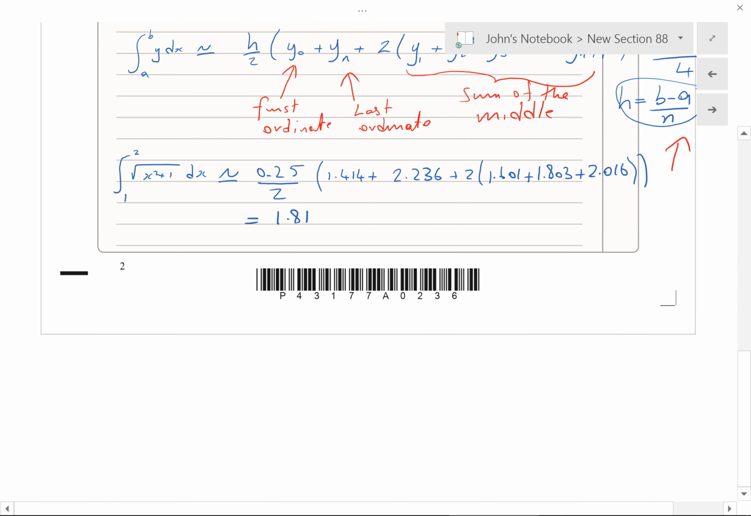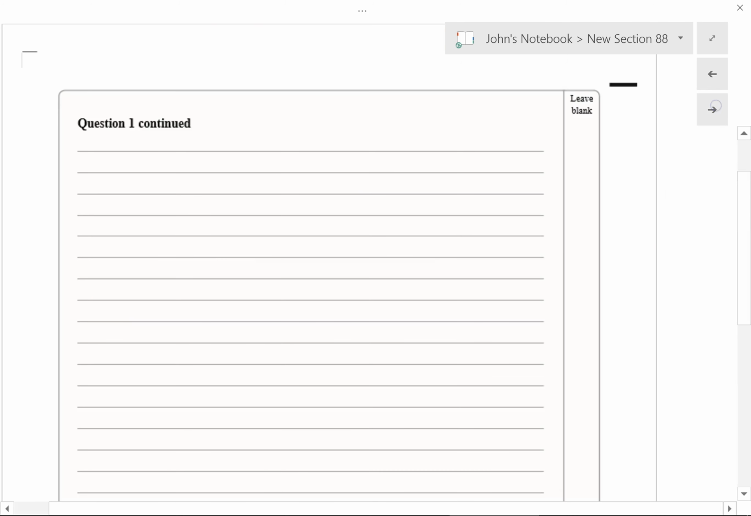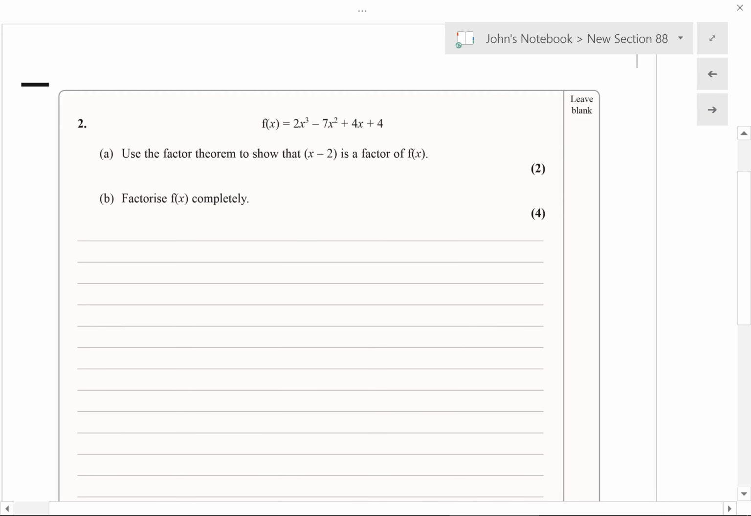Okay, let's look for the next question. Oh, blank page. Oh no, not blank. So remember to look at this, quite often there are blank pages as you go through the document. Okay, well this is a straightforward factor theorem question. It says use the factor theorem to show x minus 2 is a factor. So we're just going to work out f(2) and show that that equals 0.